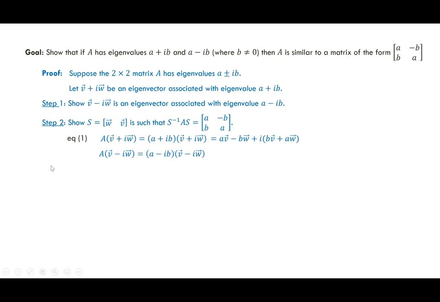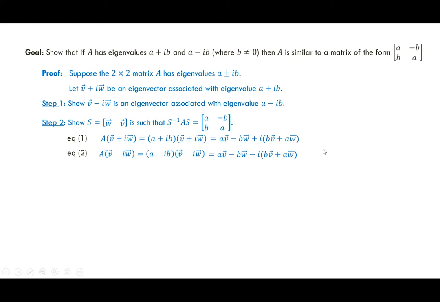Now let's do another calculation. Basically the same calculation, but now with the complex eigenvector V minus iW. This has complex eigenvalue a minus ib, and if you do the same calculations as above and group like terms, you'll see that you get the same thing, except instead of plus i times (bV plus aW), you get minus i times (bV plus aW). But otherwise, they're the same. And we'll call this equation 2.